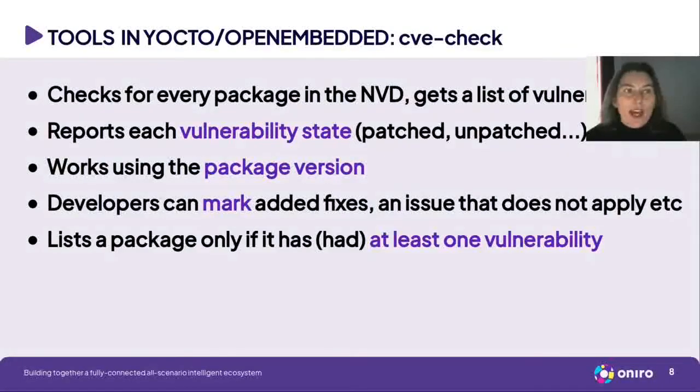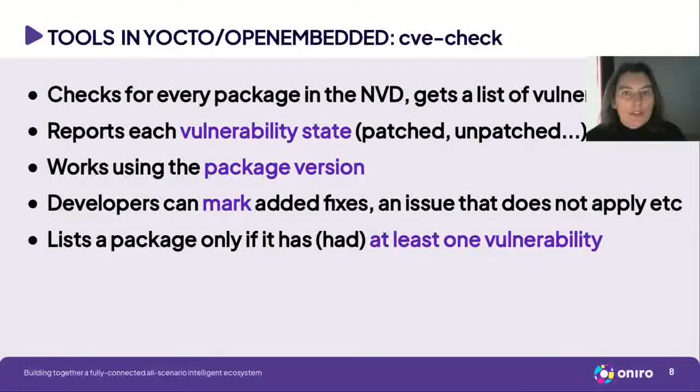What do we have in Yocto and embedded by default? We do have CVE check. It checks every single package in the NVD database, gets a list of issues, and then verifies if this version does contain this vulnerability or not. Please remember that this tool works only on package version. It's not doing any kind of source scanning, just looking up the version number.